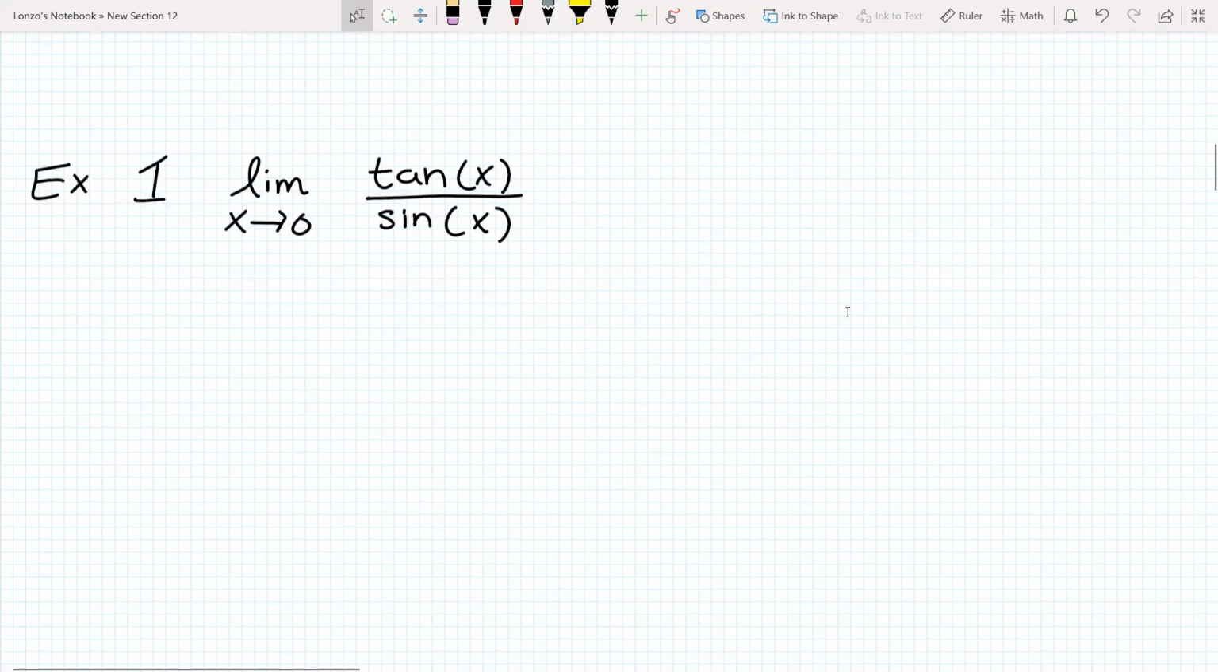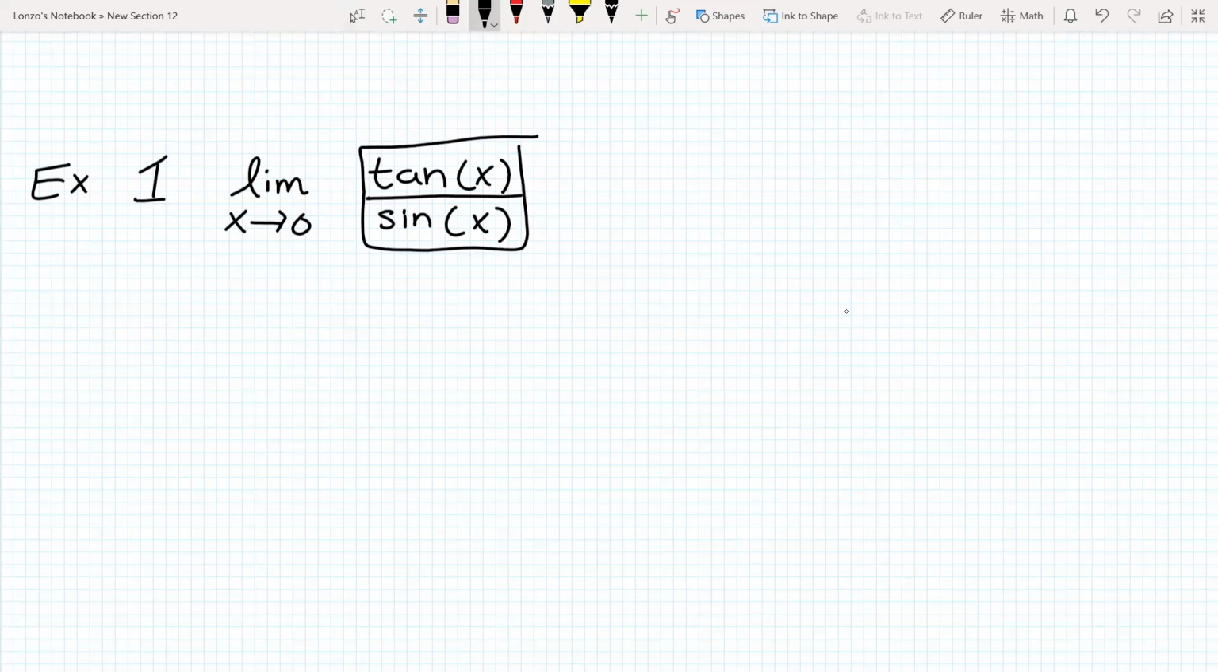Let's find the limit as x approaches 0 of tan of x over sine of x. I don't even bother putting 0 into sine in the original problem, because you'll get 0. What I would do is try to simplify this, tan of x over sine of x. So what do I know? I know that tan of x is the same thing as sine of x over cosine of x, and then it's all over sine of x.